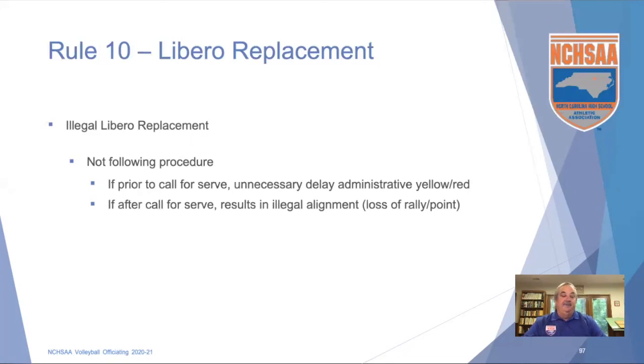Now, I have had this happen: you call for serve and then the team realizes the libero is supposed to be out there, but you've already called for serve. The libero is going to hesitate, and the coach is not going to realize the call for serve occurred, and she's going to run out there on the court. When that occurs, as soon as the ball is contacted, we're going to blow the whistle, and that's going to be illegal alignment. Because you can't do the replacement after the call for serve, we're going to have a point one way or the other.